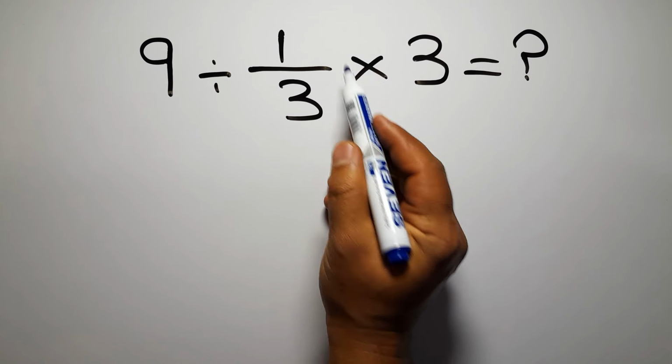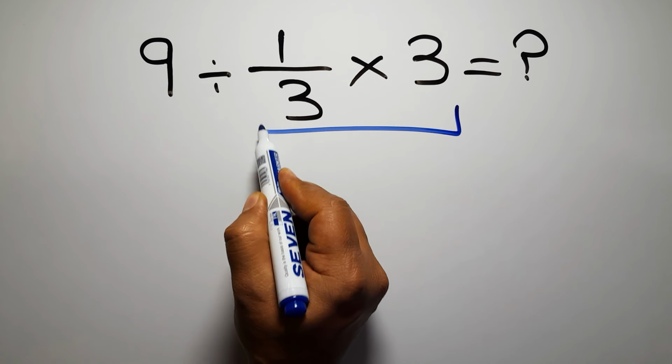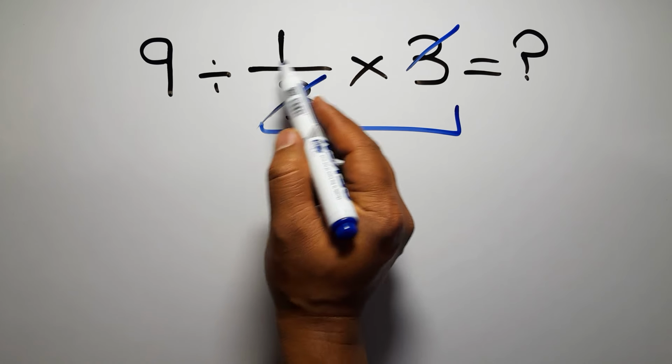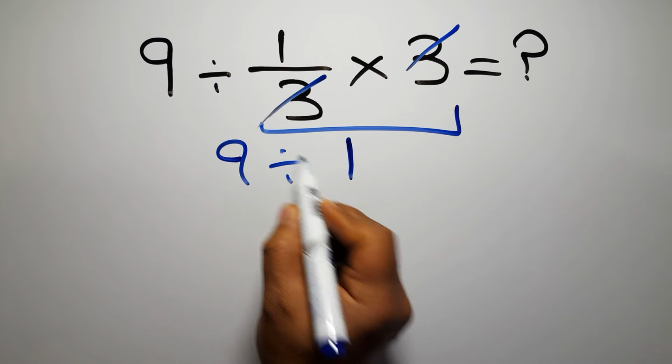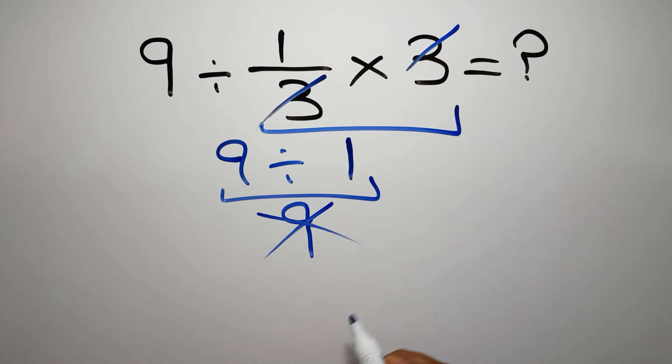First, we do this multiplication, 1 over 3 times 3. We can easily cancel this 3 and this 3. So we have just 1. So 9 divided by 1 gives us 9. But this answer is not correct.